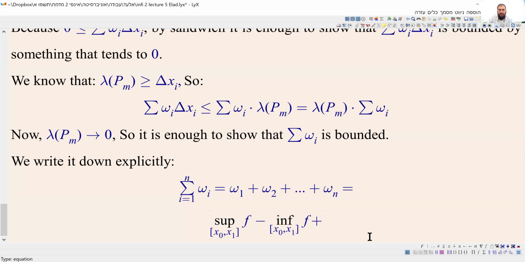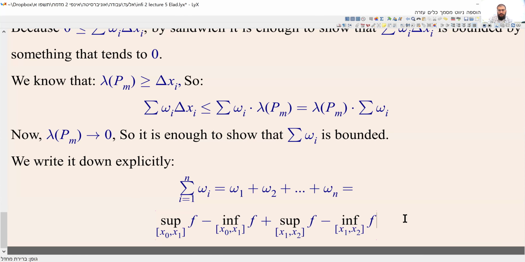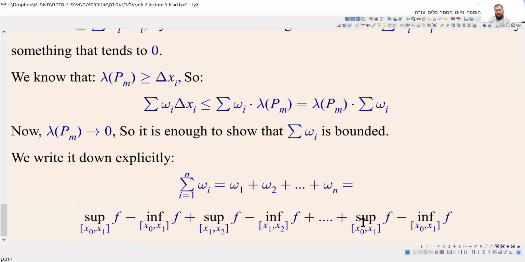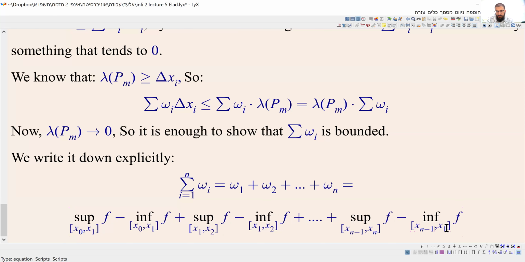And the second one is the sup in x1, x2 minus the inf in x1, x2. And so on, and so on. And you get to the sup of f in xn minus 1, xn, the last subsegment, minus the inf of f in xn minus 1, xn, the subsegment.